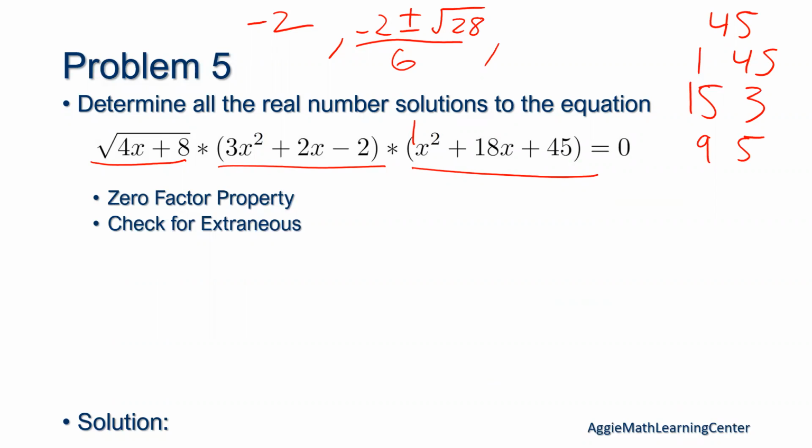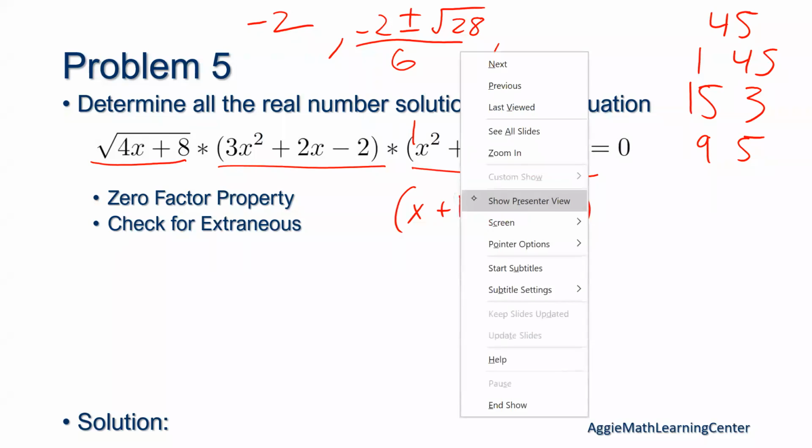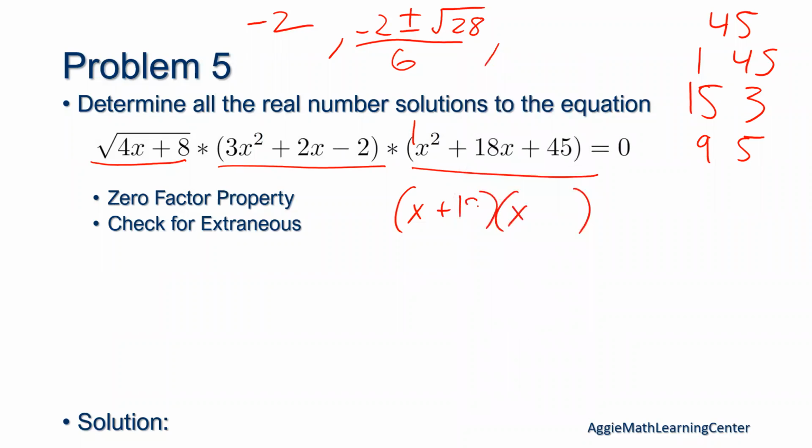Okay. So since we're getting a positive 45, that means either they're both negative or both positive. But since we're also wanting to add to 18 with those same numbers, I'm guessing they're going to be positive. Because by guessing, she means mathematical genius. Sure.